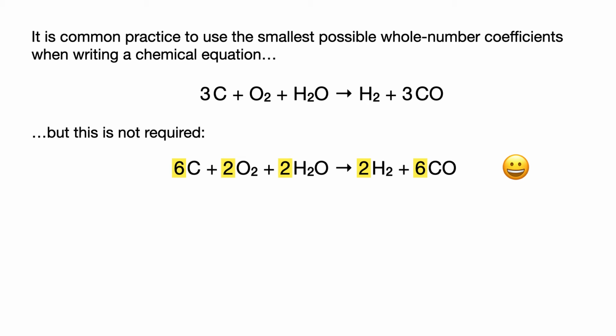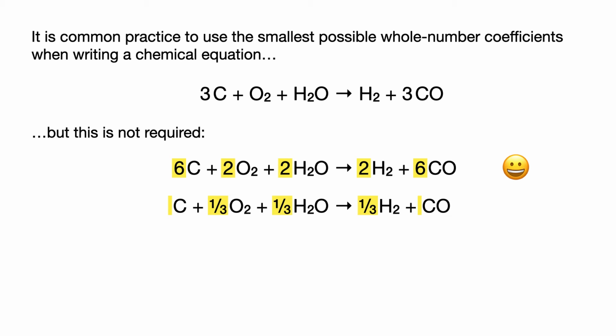Likewise, the coefficients don't have to be whole numbers. If you take the original reaction and divide all the coefficients by 3, that would give us carbon plus 1/3 oxygen plus 1/3 water, gives us 1/3 hydrogen and 1 carbon monoxide. And this doesn't seem like it makes sense if we're thinking of individual atoms and molecules. It's hard to imagine how you could have 1/3 of an oxygen molecule, for example.